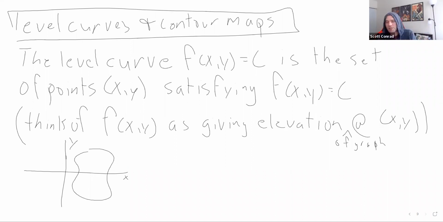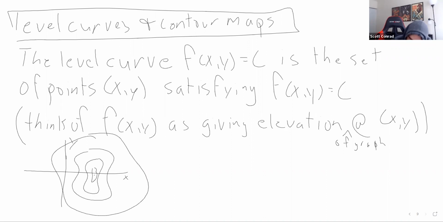So we'll do an example of this, but you can put a bunch of level curves together to get an idea of what is going on with the function, like what the graph looks like. So if you think of a map of elevation, you can also call that a contour map. So it gives sort of all the points of the same elevation.